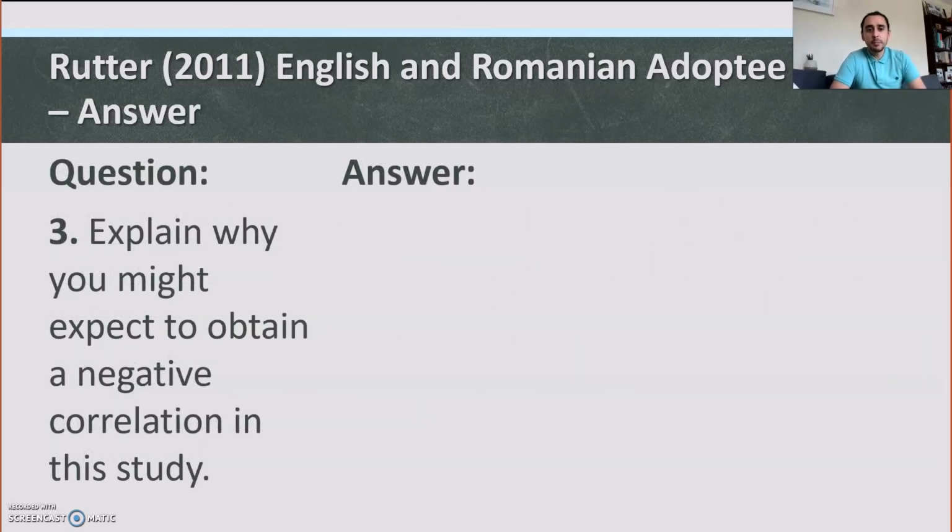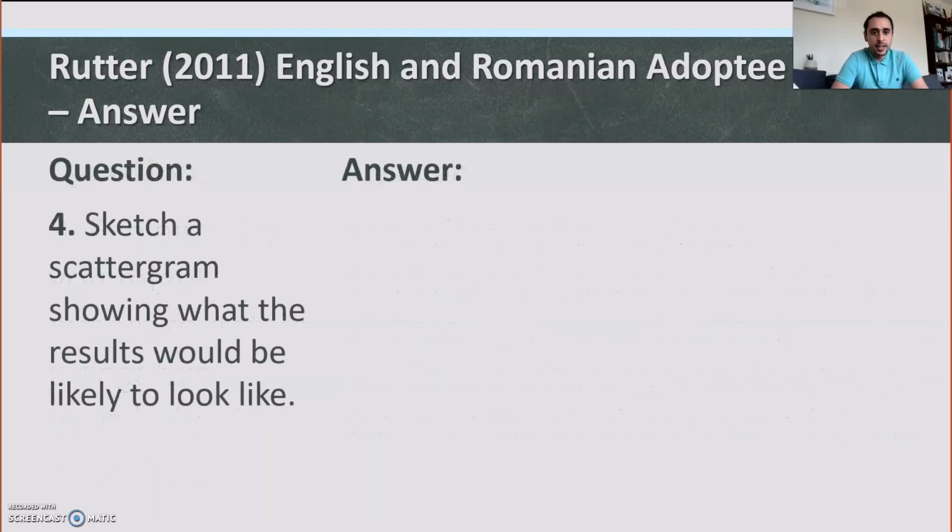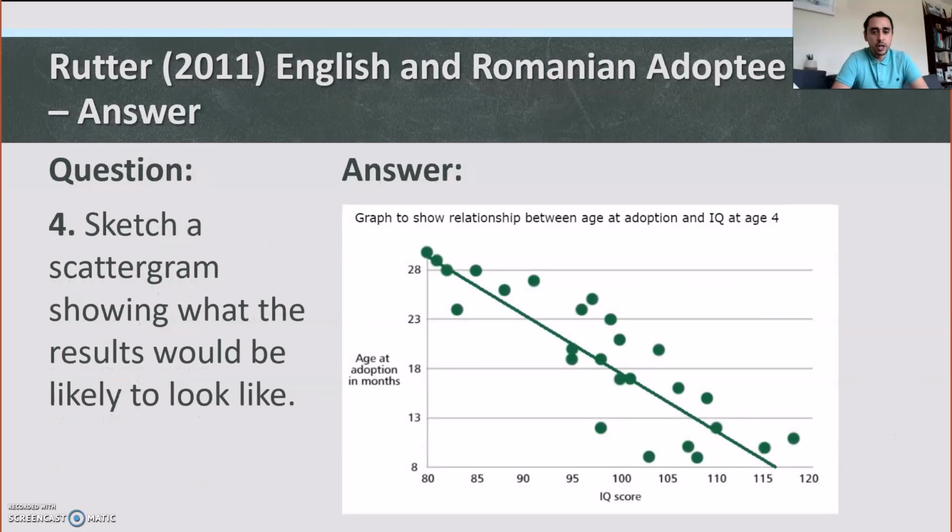Explain why you might expect to obtain a negative correlation in the study. According to Bowlby's maternal deprivation hypothesis and the ERA research, you would expect intellectual development to be poor the later the children were adopted. And then finally, sketch a graph. It should look like this. There's a negative correlation between the age at adoption in months and the IQ.